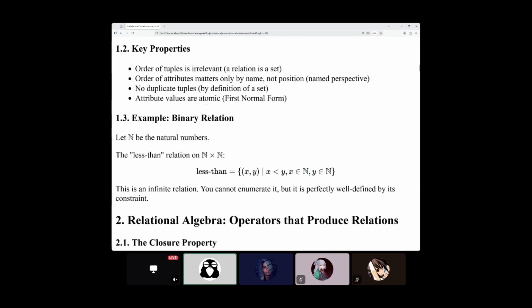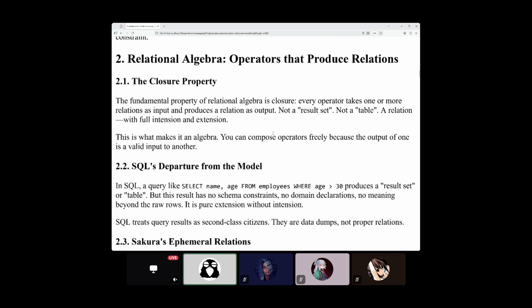So anyway, that's basically a binary relation. Mark this in your head. I'll bring that up again when I talk about the operators. So operators, essentially in relational algebra, which is the algebra we use to manipulate. Sorry, pause there. Yeah, Brigitte, go.